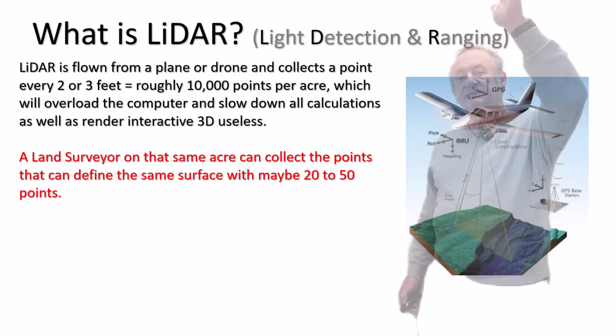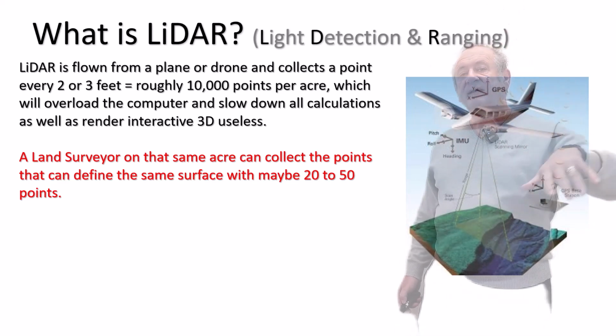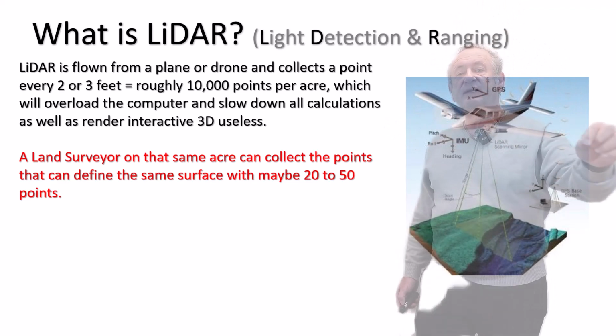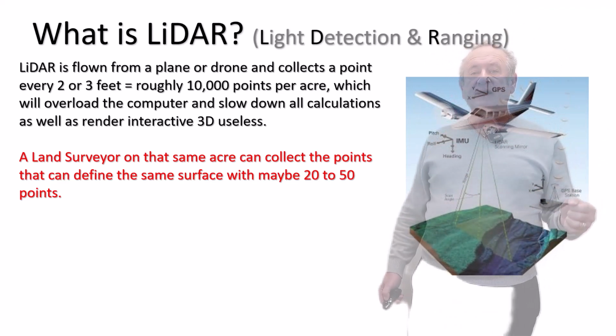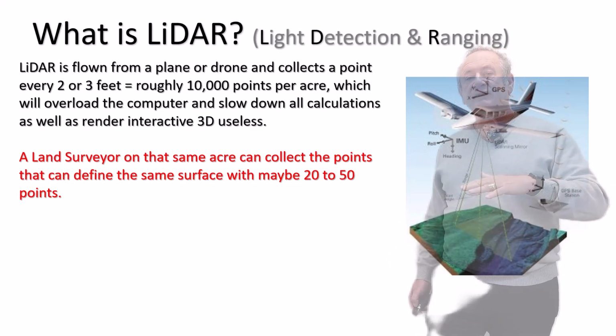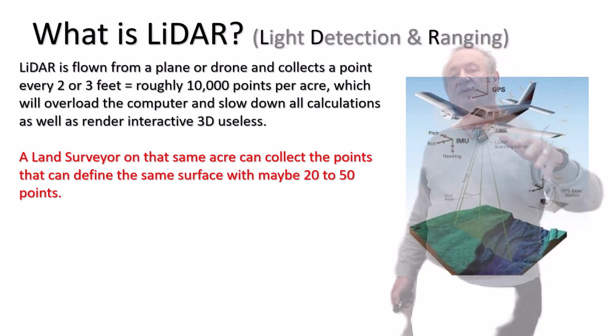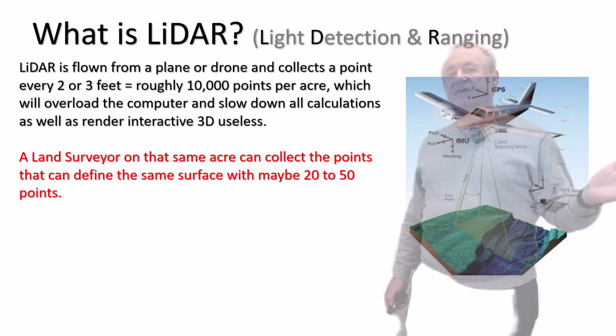From an airplane or a drone on an acre of land, it'll take a point every 2 feet or so, randomly, so it'll consume about 10,000 points per acre. Whereas a land surveyor can define that same topography with maybe somewhere between 20 and 50 points.